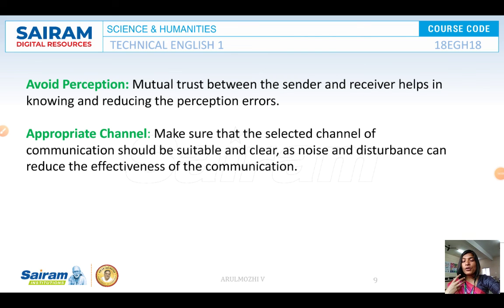And the next one is avoid perception. Before conveying something, do not pre-assume something and communicate. That will lead to extra conflicts. So you should have mutual trust between the sender and the receiver. This will help in knowing and reducing perception errors. And the next one is use the right channel. If your channel is not helping your communication, then go for a suitable and clearer channel. Try to avoid background noise and any disturbance in order to make your communication very effective.